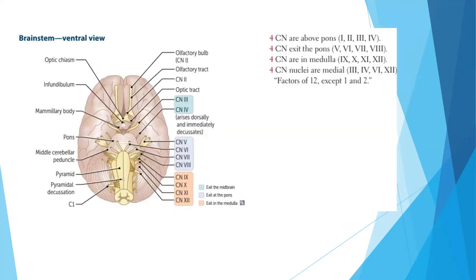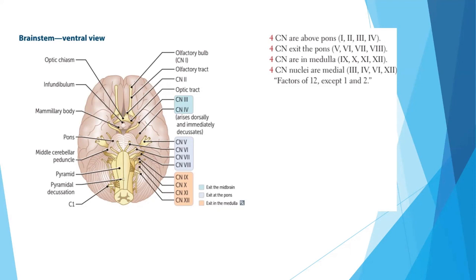Now, this is the typical brainstem ventral view. The thing is that there are four cranial nerves above the pons, four cranial nerves in the pons, and four cranial nerves in the medulla. Now, there are four cranial nerves above the pons, four in the pons, and four below the pons, or you can see in the medulla.